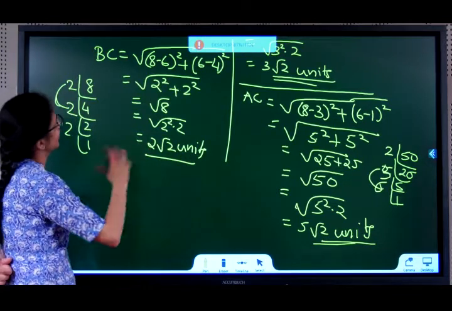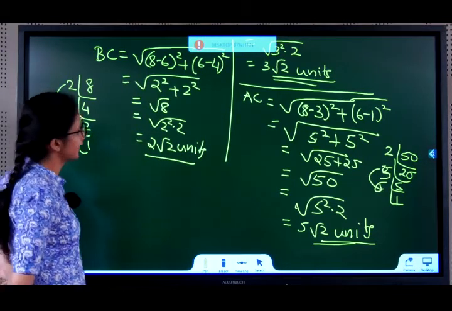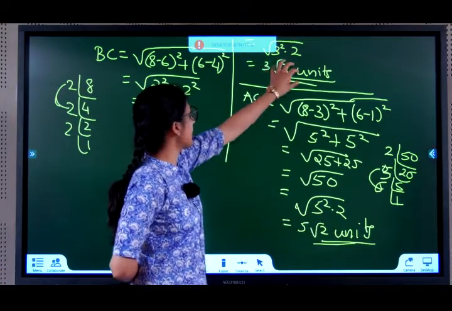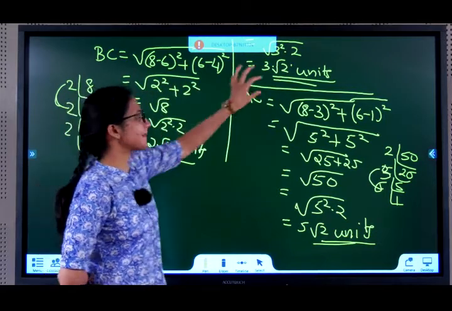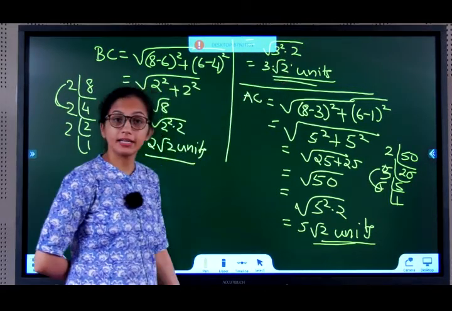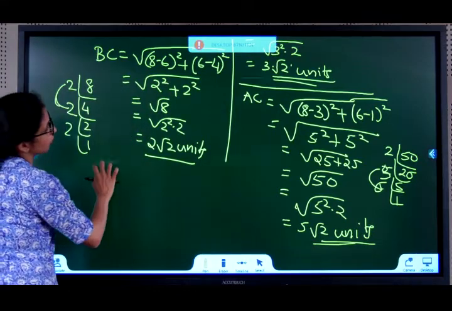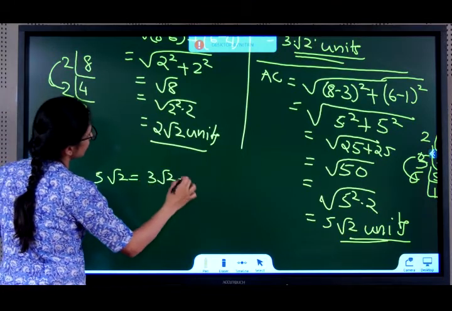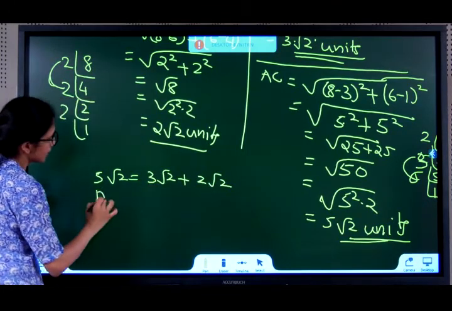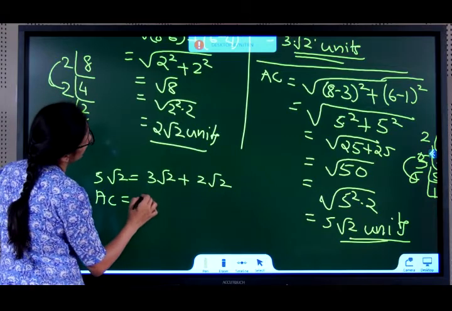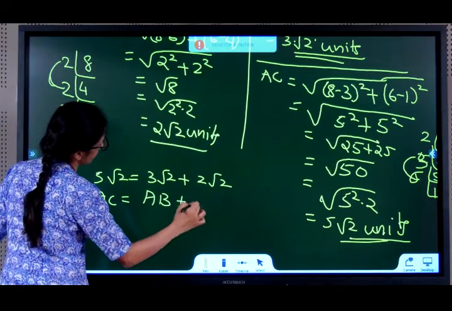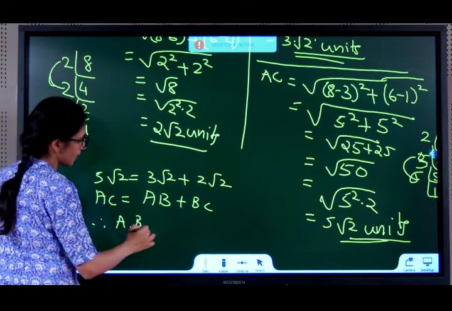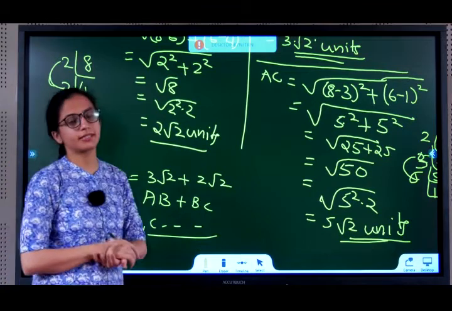If I add up anything, do I get the third side? See here. Think of it like apples: 5 apples, 3 apples, 2 apples. 2 apples plus 3 apples is 5 apples. Agreed? Yes. So we can say 5 root 2 is equal to 3 root 2 plus 2 root 2. AC is equal to AB plus BC. Therefore, A, B, C are collinear points.